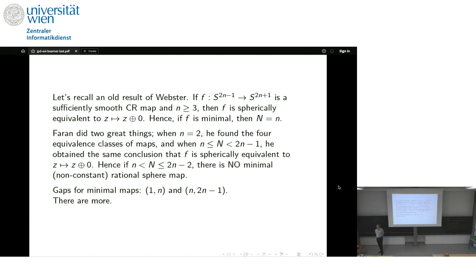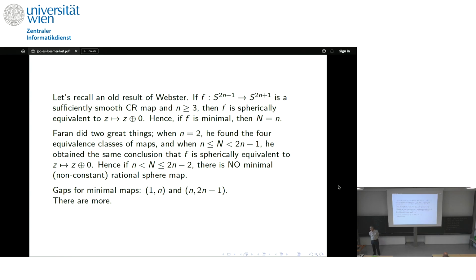I was just delighted. I saw these 4 Faran examples, and I asked myself the question, what is it in all situations? What are all the polynomial sphere maps, and so on? And I thought it'll take me a couple years. You know, more than 35 years later, I'm still at it. But anyway, Faran also extended Webster's theorem in a second way.